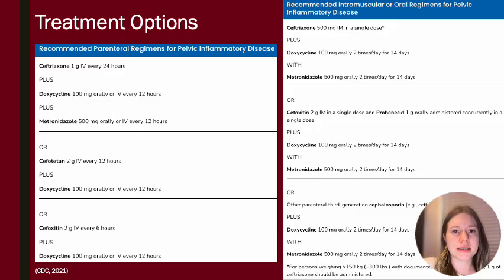Here are listed different treatment options for the patients. So once parenteral regimen medication achieves clinical improvement for this patient, we would switch over to oral therapy, and that would be like containing 100 milligrams of doxycycline taken twice a day. 500 milligrams of metronidazole twice daily is also advised, and we want them to complete 14 days of antimicrobial therapy.